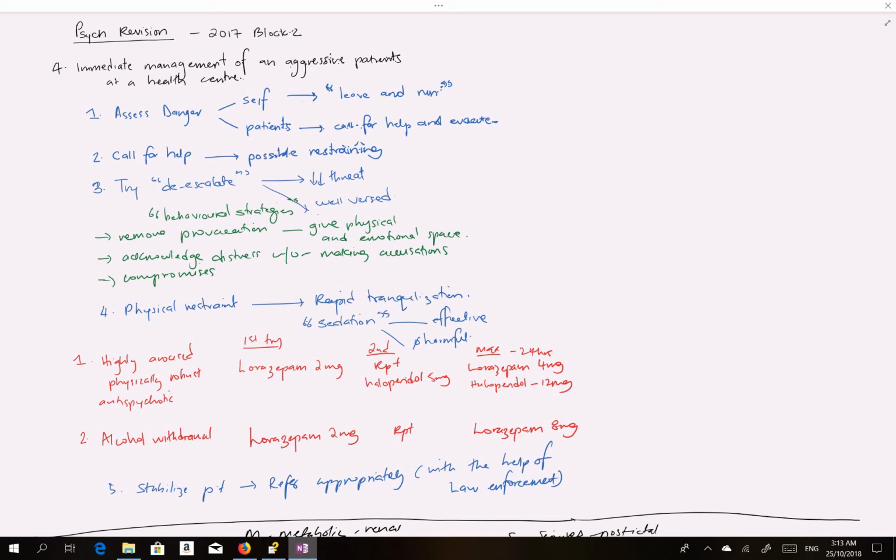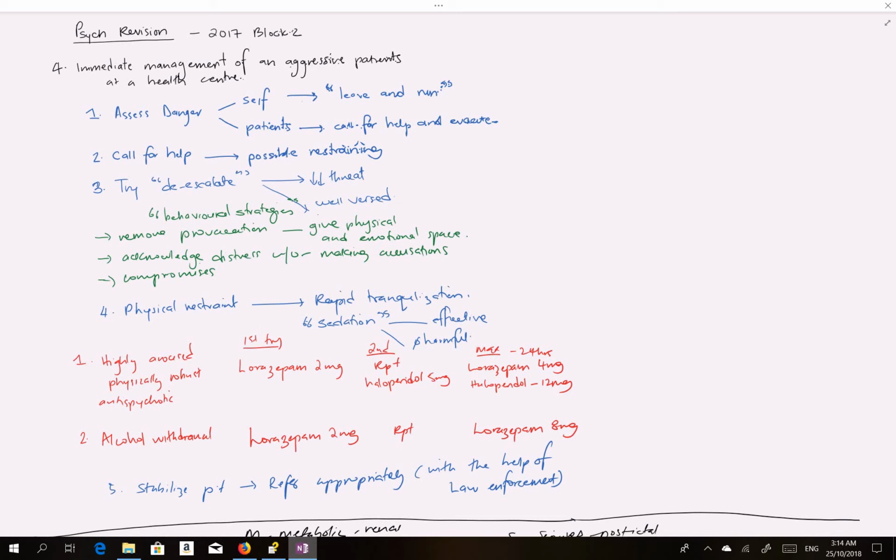The third step, and this is what Dr. Allen also talked about, is to try to de-escalate. De-escalate if you feel that the threat posed by the aggressive patient is low, and also de-escalate if you know you are well versed with de-escalating techniques. Those are the two instances where you would try to de-escalate. And when you de-escalate, you simply use behavioral strategies.